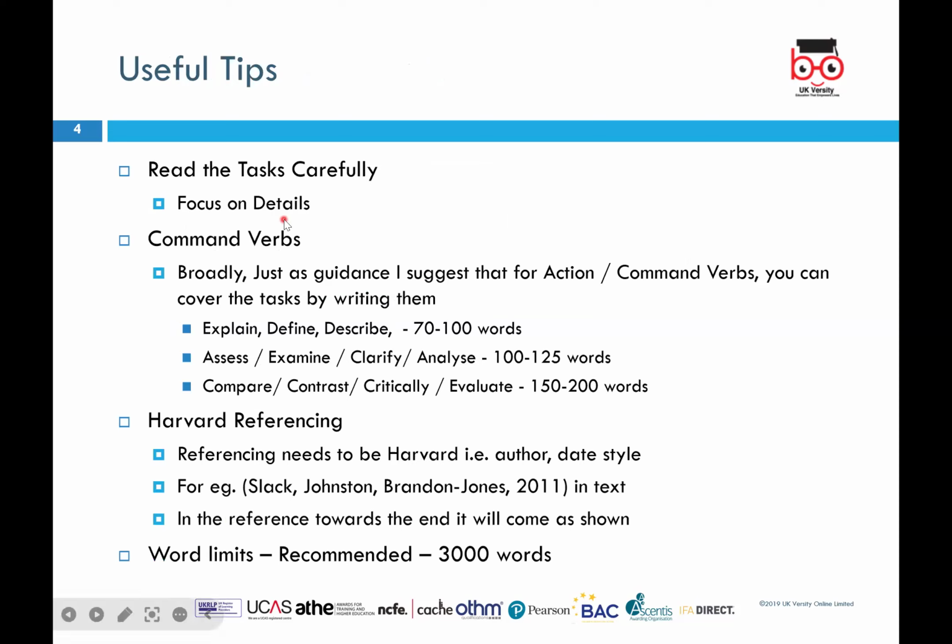Now, read the tasks very carefully. Focus on details. Okay, please make sure you know what to do. Okay, if you're struggling anywhere, please do let us know. Okay, we're there to support you. So, look at what command verbs are used. They're action verbs or command verbs which you have to use for completing your tasks.